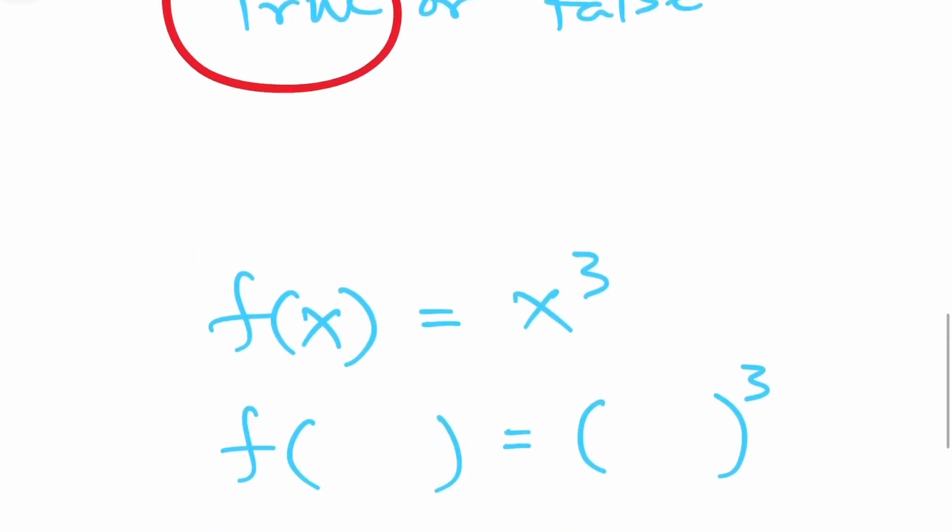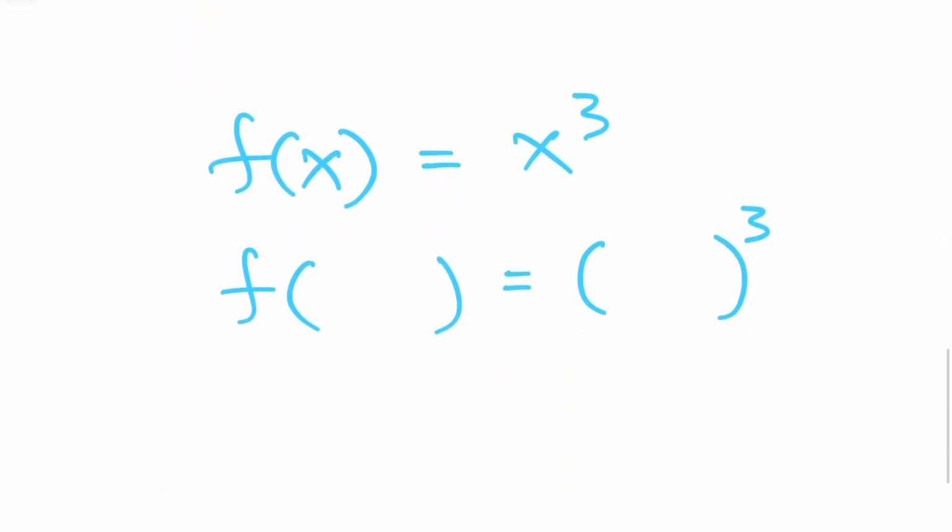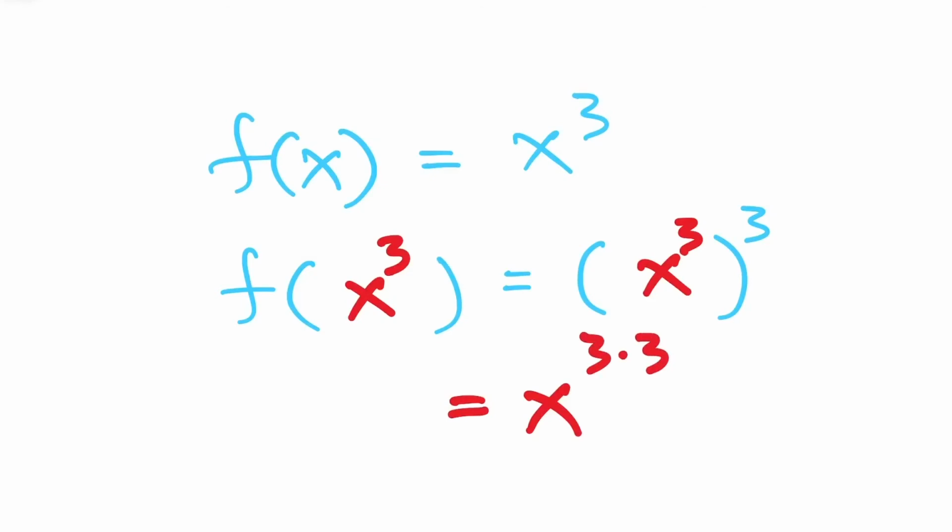Okay. So if f of x equals x raised to the power 3, think of x like a placeholder. So I'm going to put x raised to the power 3 here, and I'm going to put x raised to the power 3. From our rules of exponents, we know that when a power is raised to a power, we multiply the powers. So that's going to be 3 times 3, so x raised to the power 9. Okay.